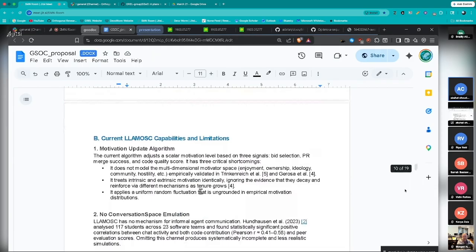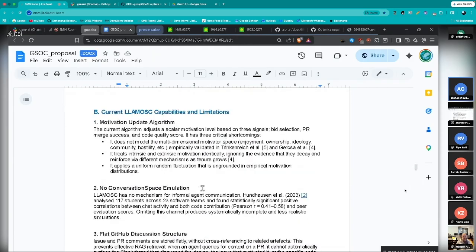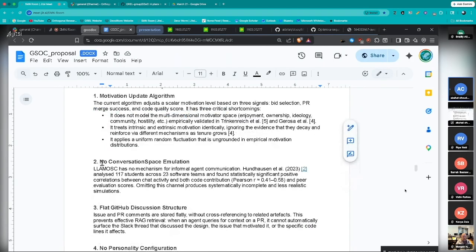Okay, moving onwards. So the current LAMSOC capabilities and limitations. The motivation update algorithm, I've talked about this briefly, but I believe it is based on 3 signals: bit selection, PR merge success, and code quality score. These are what influence the current motivation in the project. I think this is a bit simplistic an approach. We can obviously make it more realistic, with things such as ideology, money incentive, etc.